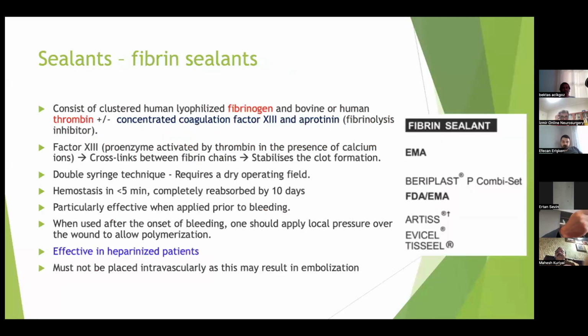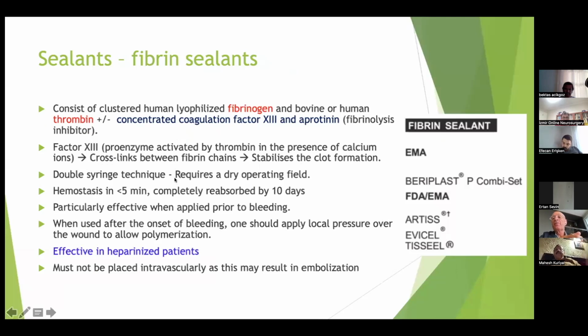Now comes this last group, fibrin sealants. So they consist of clustered human lyophilized fibrinogen and bovine or human thrombin. So basically fibrinogen and thrombin, with or without factor 13 and aprotinin. Aprotinin is a fibrinolysis inhibitor. So factor 13 actually cross-links with fibrin chains and stabilizes the clot formation.